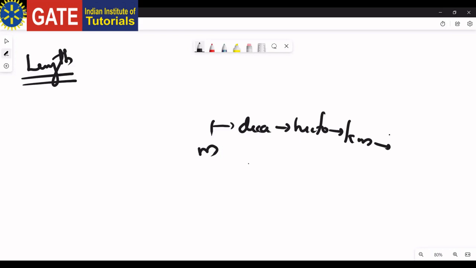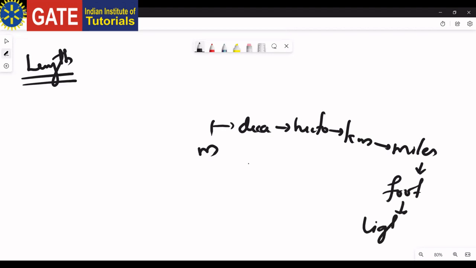Then miles will be there, right? According to the number of zeros, we can write. Centimeter comes below meter. I'm talking about the higher units. Miles will be there. Then foot will be greater only. Foot will be there.